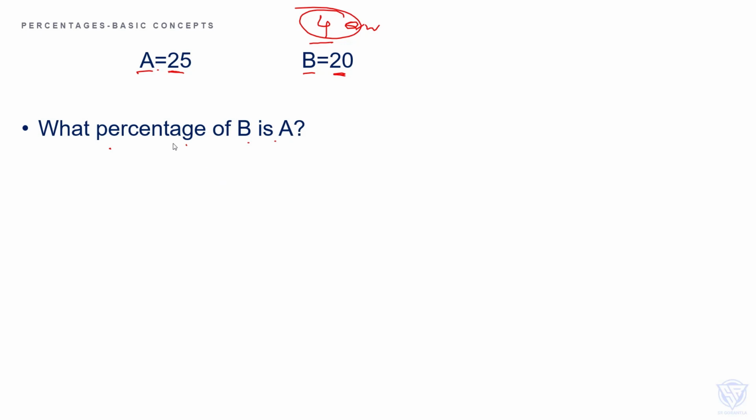So what goes to the denominator? When we say what percentage of B is A, in other words, it is as good as asking you, A is what percentage of B. That means I'm comparing A with respect to B. What percent of B, that is, with respect to B. So here the reference is B. So it is A by B into 100.